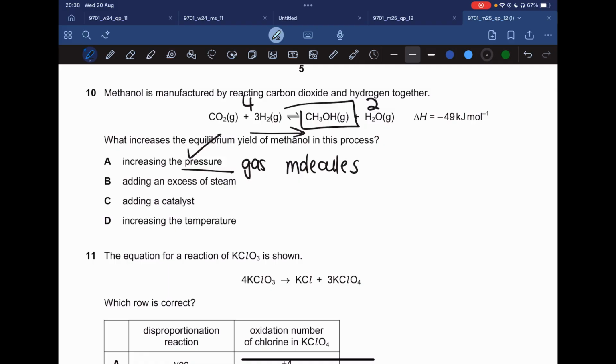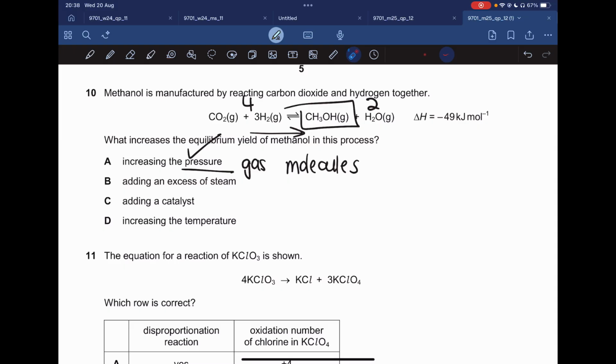Right, let's talk about why the other ones aren't correct. Adding an excess of steam: if we add an excess of steam here, the system will try to oppose that change by removing some of that water. So in that case, it will force the system to go in the reverse direction, and that means our methanol will decrease. Adding a catalyst increases both the forward and the reverse rates, so there's no change in the yield.